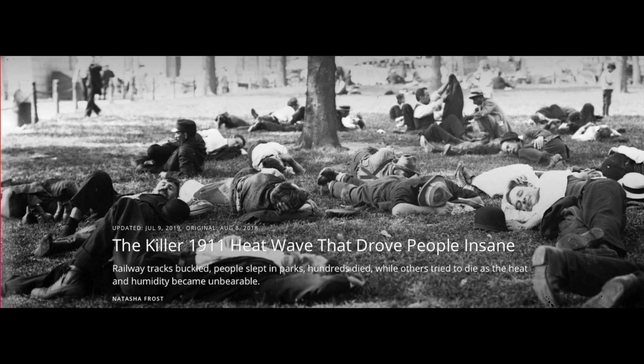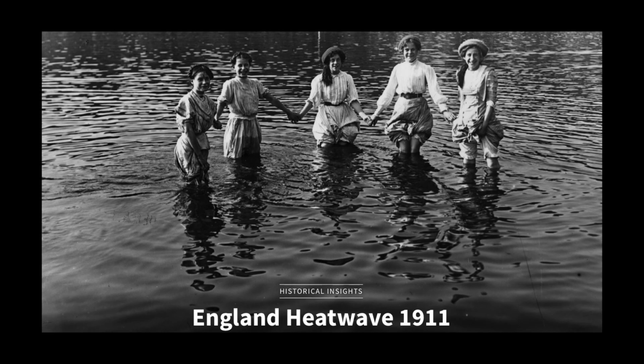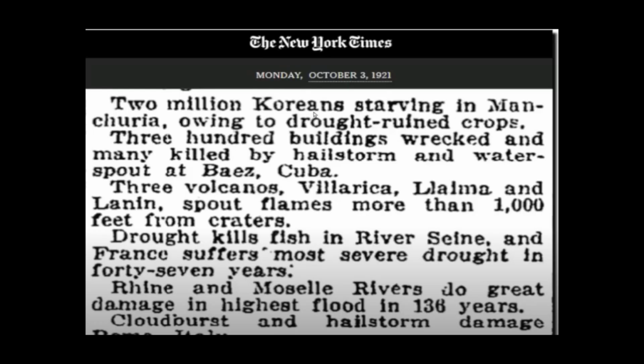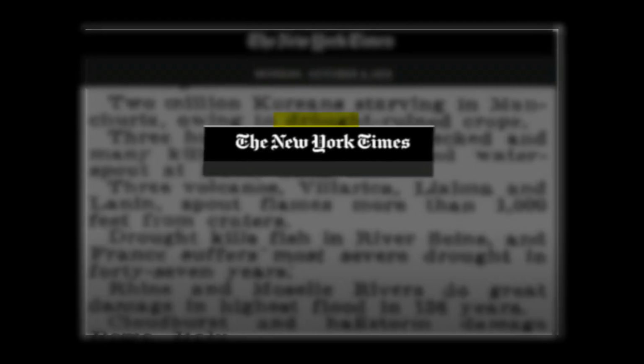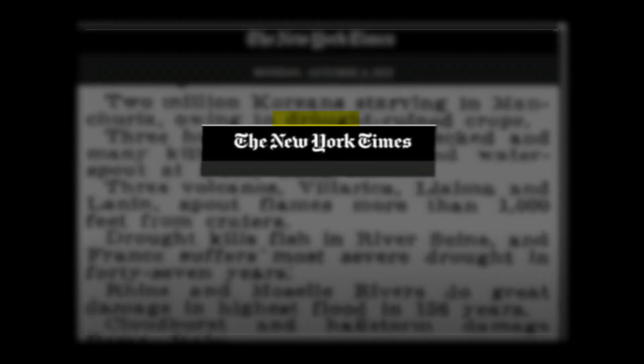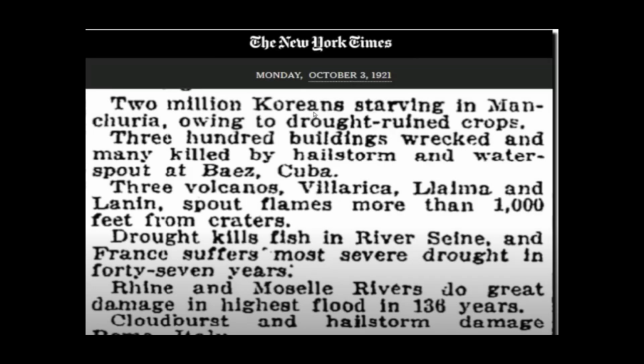A photograph from a decade earlier, in 1911, another killer heatwave they called it. And yet it was supposed to be a very cold period. Well, these ladies seem to be enjoying the heat, not the cold. Now just taking one day on New York Times, October the 3rd, 1921. Let's see what the weather extremes are like then.